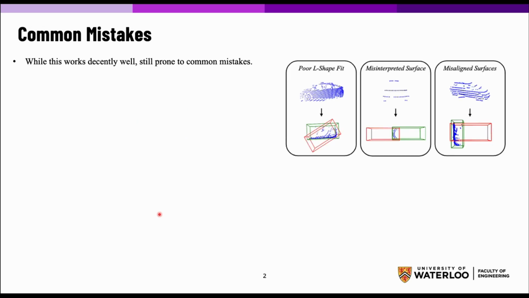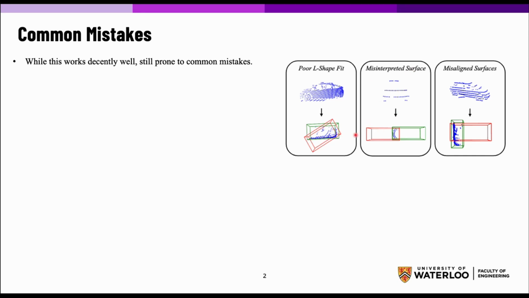While just having these two loss functions work well, we find that it's still prone to some common mistakes, namely poor L-shape fitting, where the pseudo label algorithm fails to identify that we want a proper L shape, and just because you have all the points within the box doesn't mean it's sufficient. And then also misinterpreted surfaces.